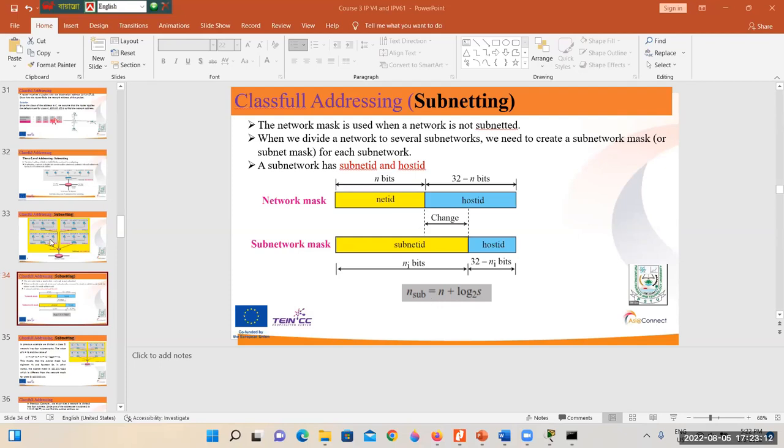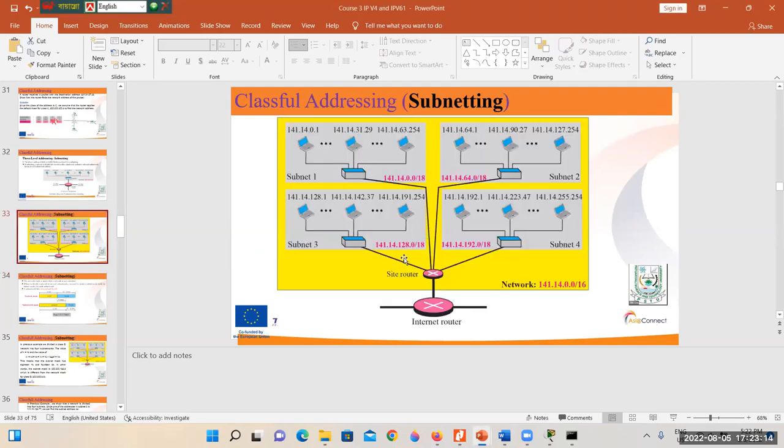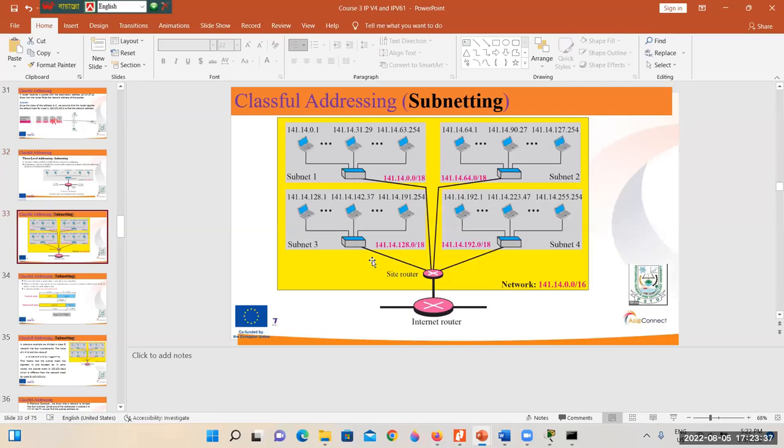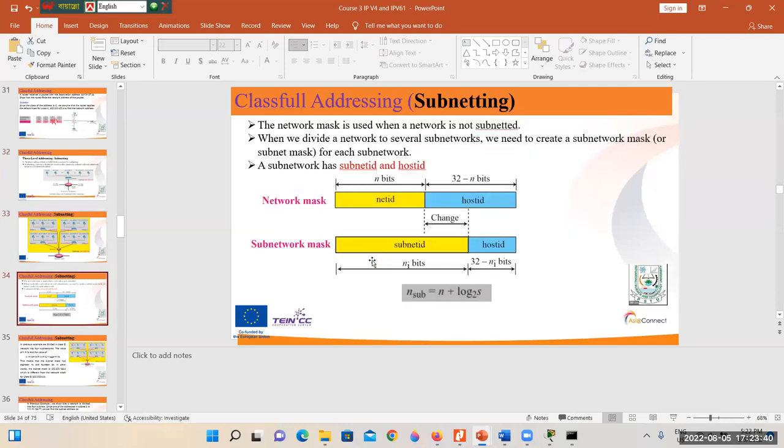If we want to divide the previous network into four networks, you must remember that you can divide any network only into a number of networks that is a power of two. So we can divide the network into 2, 4, 8, 16 in this way. You need to remember it. So n plus log2 s, where s is the number of subnets, which must be a power of two.